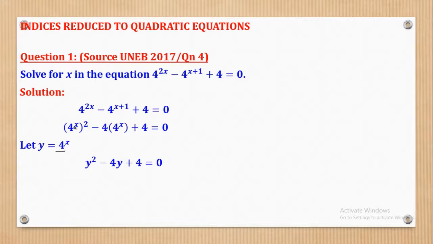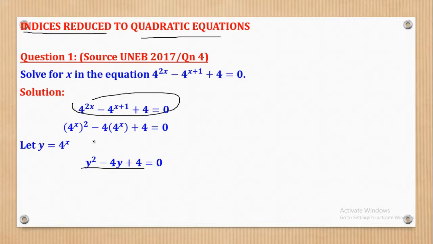Where there is 4 to the power x, we put y. There is a square, that's why you see y squared. Here there is 4, and here there is y. So what you have got is a quadratic equation. That is why the topic says that indices reduce to a quadratic equation. So it was initially an index, but now it is a quadratic equation.